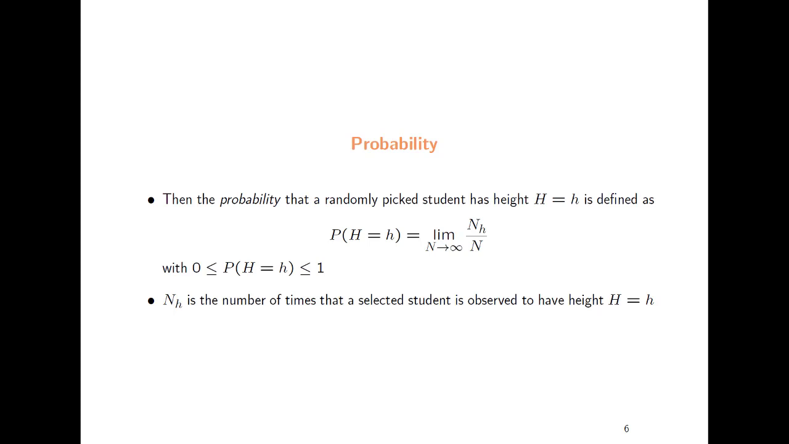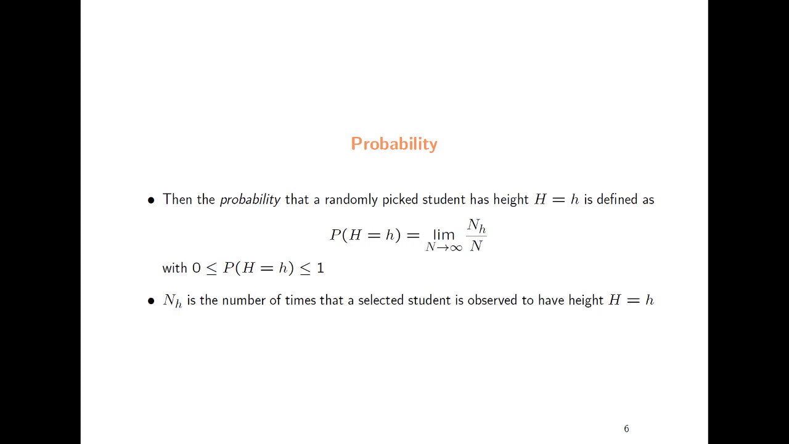Now we're coming to the concept of the probability. The probability that the randomly picked student has height h, so the random variable H assumes the value small h, is defined as P(H = h), so capital H equals small h, and that's the limit if the size of the sample goes to infinity, and we divide the number of times that we measured height small h by the sample size n.